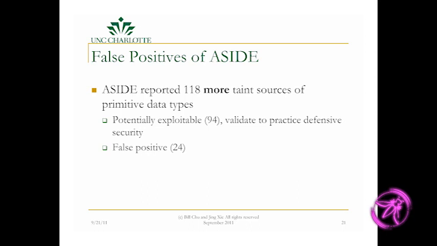But I do want to talk a little bit about false positives. We did some false positive analysis. Aside reported more than 118 taint sources than Fortify did, because in this version we track taint sources. We analyzed all these cases and found that 94 of them are what we would determine as potentially exploitable. You can make a very strong argument, and we do, that as a best defense-in-depth practice, you should validate them anyway. There are, however, 24 false positives.